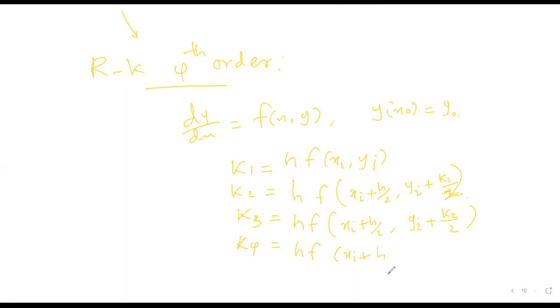Here only h. See here how yi is changing: yi plus k1 by 2, k2 by 2. Next one, we use only the k3. So this is the important step here. The other things are just a substitution.